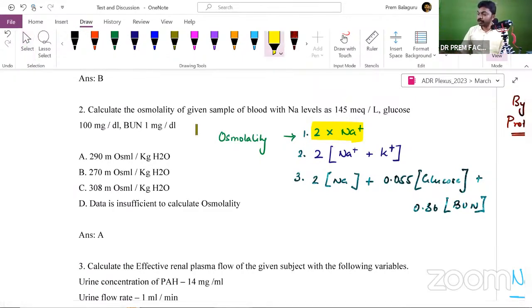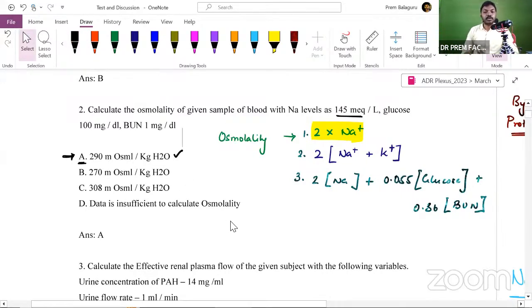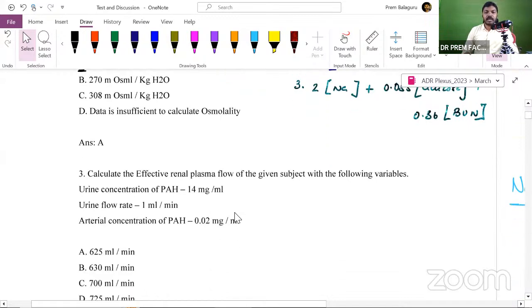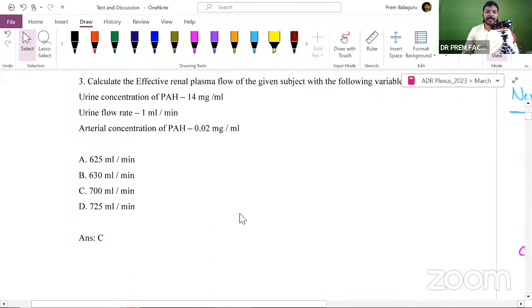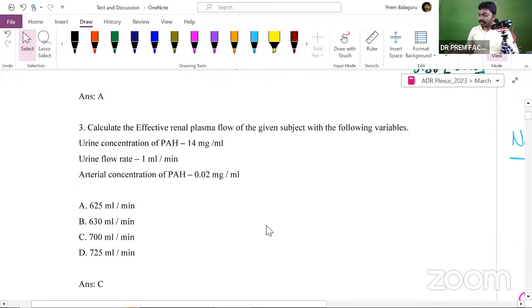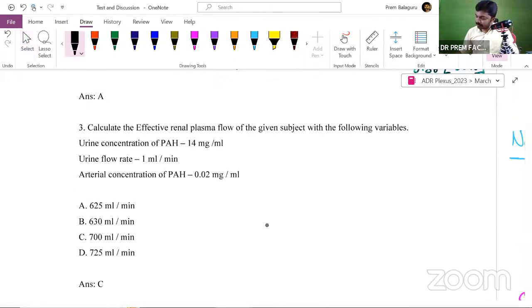So it's going to be 2 into sodium level, and that will give me, it is 145, isn't it? So 2 into sodium level will give me 290 milliosmoles per kilogram water, and hence option A is the right answer for this question. All right. So just be aware of these 3 formulas: sodium, sodium plus potassium, and sodium, glucose, as well as blood urea nitrogen. Right. That's question number 2. Coming to question number 3. Calculating effective renal plasma flow with the following variables. It's a question on clearance.